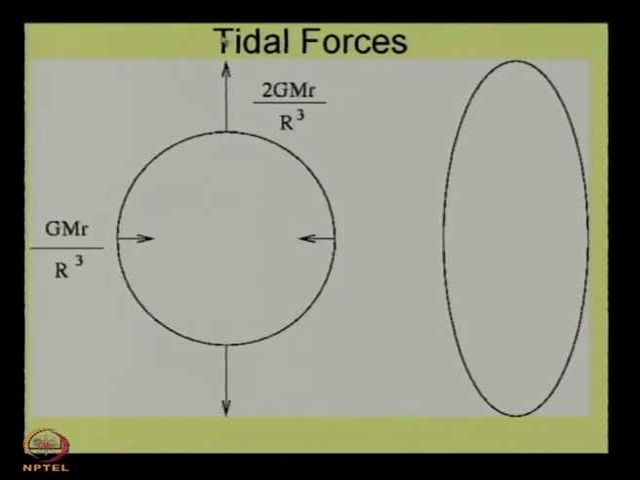So, when the moon is overhead, the force is outwards and it will pull the water up, and you will have high tide. At this location, when the moon is at 90 degrees, the effect of the tidal force is to push the water inwards, and you will have low tides. Okay.